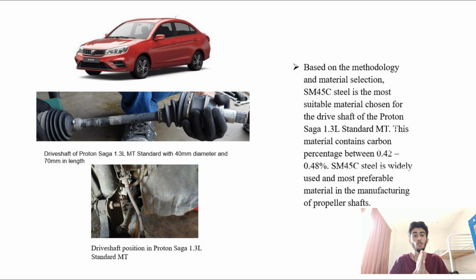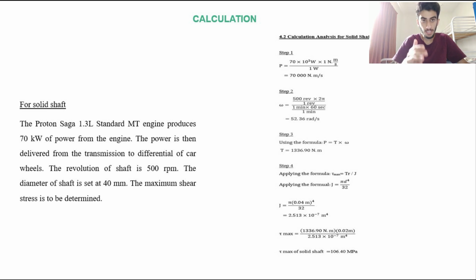And also, SM45C steel is a high-grade steel which avoids rapid failure in the drive shaft. The high-grade steel has high strength to withstand tensile and compressive load. And now we will proceed to the calculation part of the drive shafts. Okay, in this case, we will choose the best suitable drive shaft between a solid shaft and a hollow shaft. For that, we need to do a certain calculation to finalize or improve our design structure.